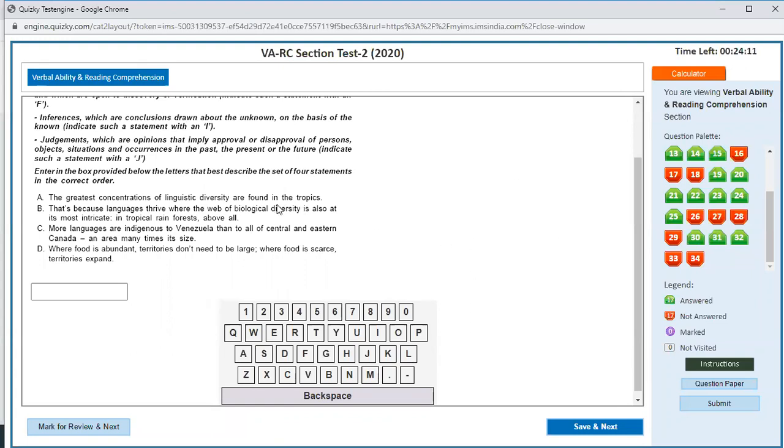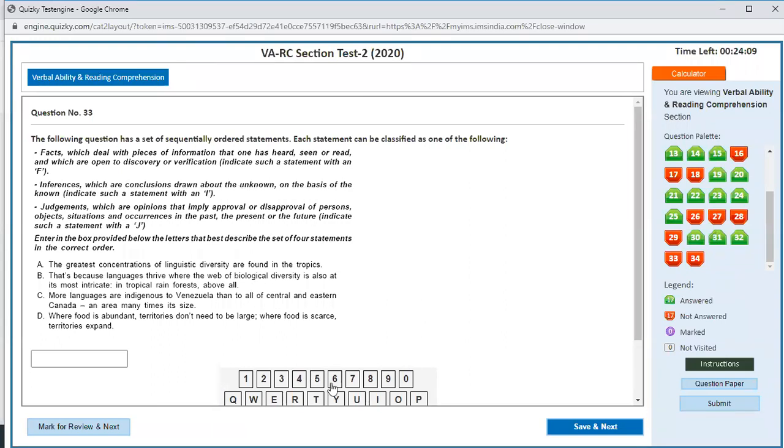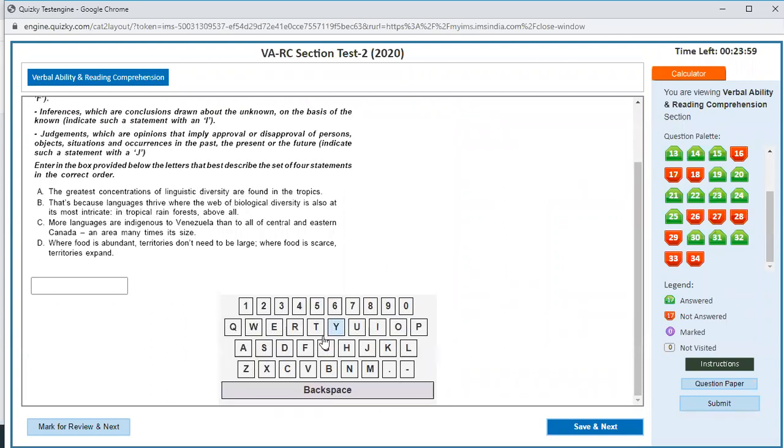Next, again, it's facts, judgments, and inference-based questions. The greatest concentrations of linguistic diversity are found in the tropics. Okay, fact. Right, tropics की ही बात कर रहे हैं. Something I can validate.